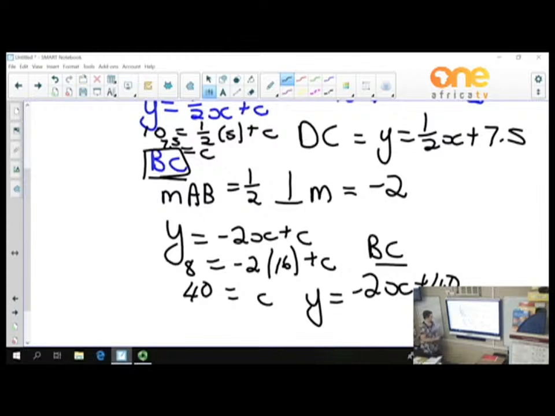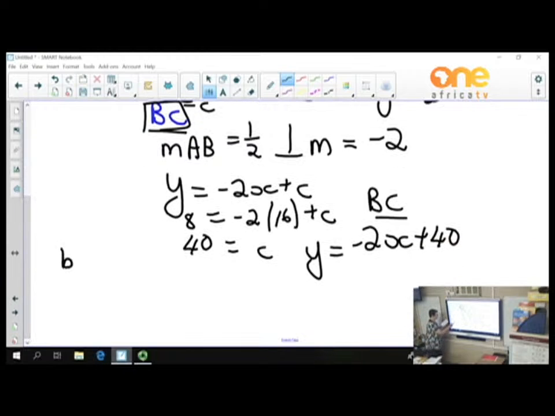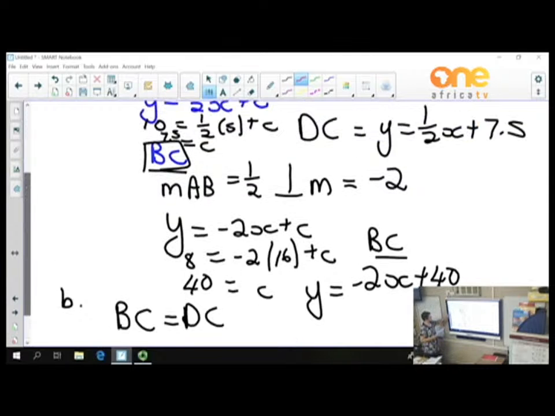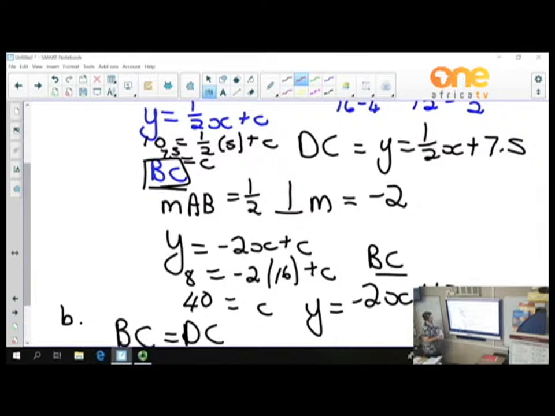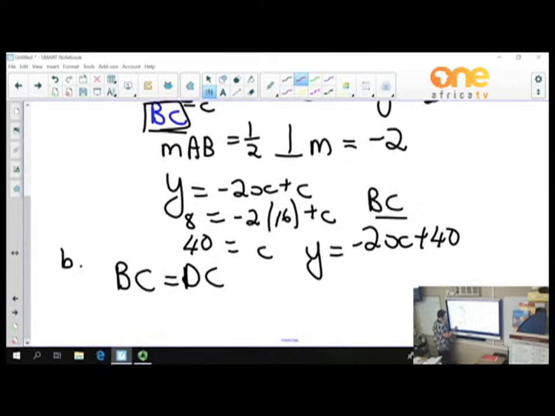Okay, and then they say, question B, find the coordinates of C. Now how do we get coordinates? SS. Solving simultaneously. So you need to find now two sides which have C in. Which one is the other one? DC. So BC is equal to DC. That is how you will find that, solving simultaneously. So the one is now y is equal to a half x plus 7.5.